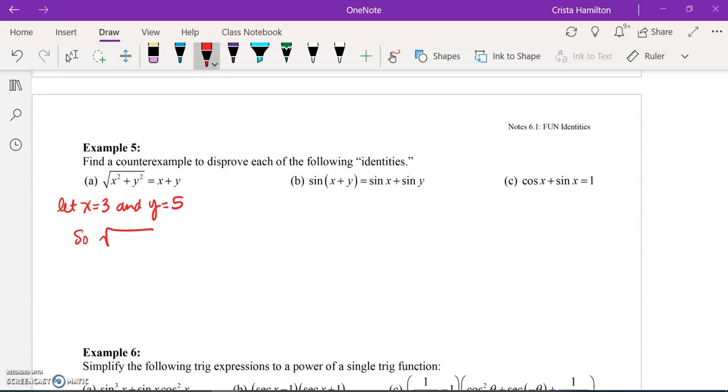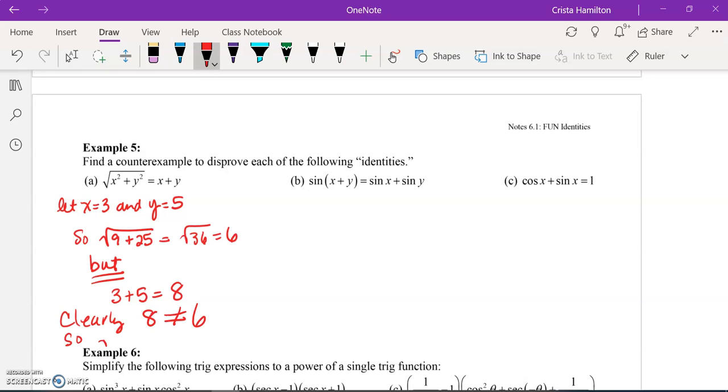All right, so that would be the square root of 9 plus 25, which is going to equal the square root of 36, or 6. But, notice my word here, I'm not saying and, I'm saying but. If I do 3 plus 5, that equals 8. Clearly, 8 does not equal 6, so the square root of x squared plus y squared does not equal x plus y in all cases. We found an example where it doesn't work. Even if it works in a couple of cases, it's not an identity. You can't distribute your square root over the addition.